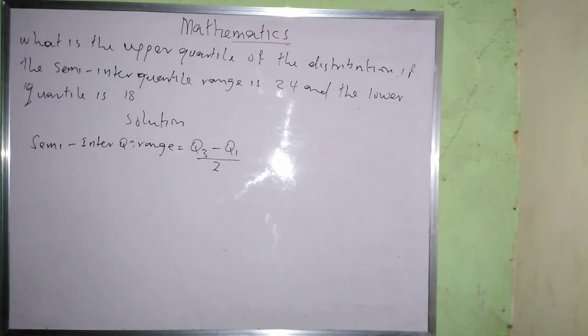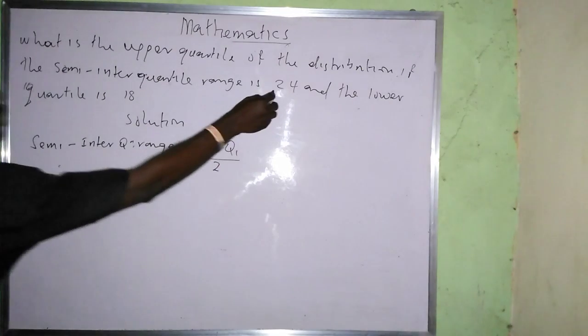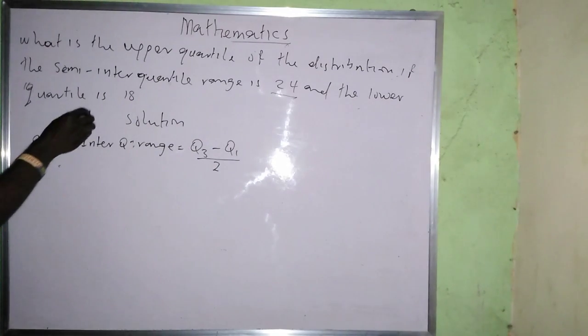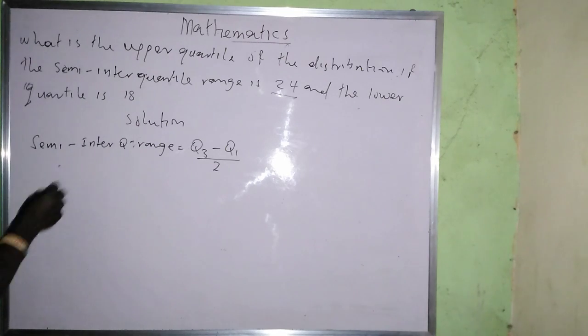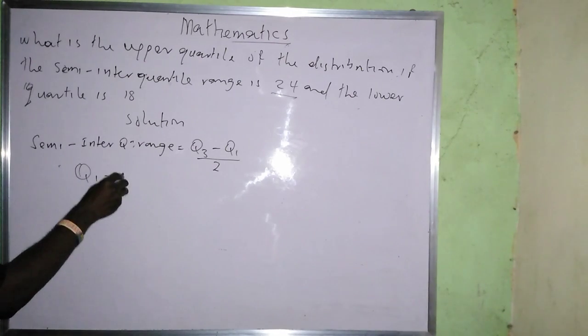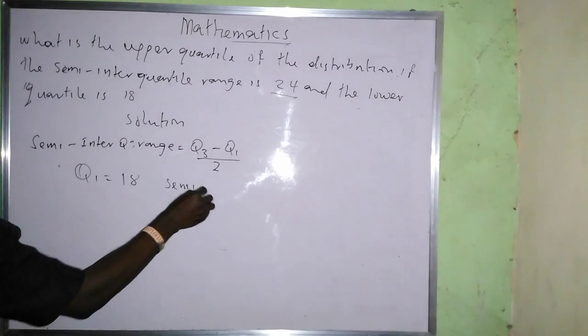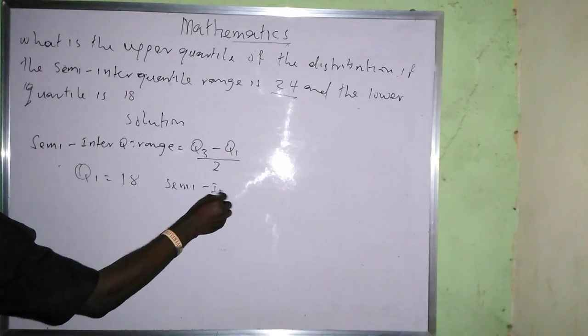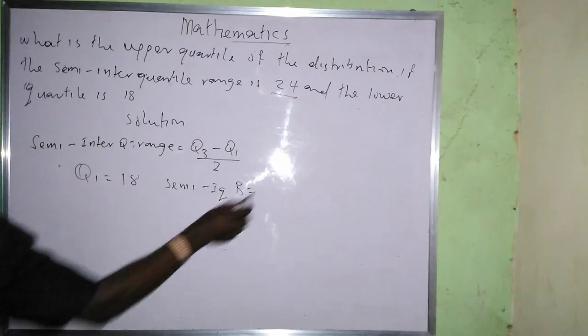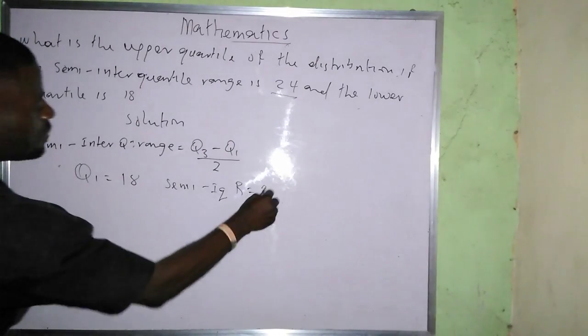Now, if I'm dividing by 2, my semi-quartile range is equal to 24, and the lower quartile, my Q1, is equal to 18. My semi-interquartile range is equal to 24.